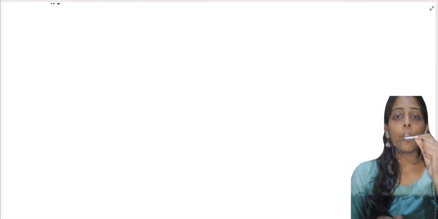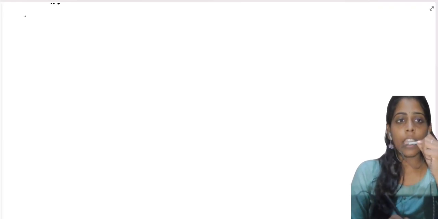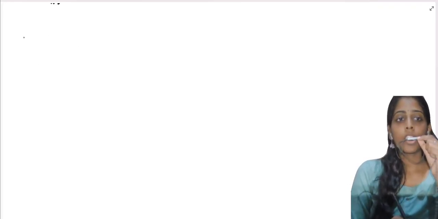So now we have a basic understanding about motion, right? Now we will start listing the parameters which are associated with motion. The first and foremost parameter we are going to discuss now is called distance.